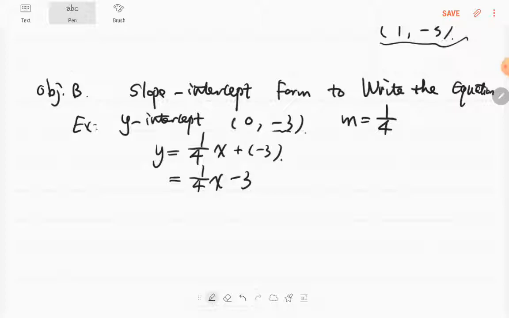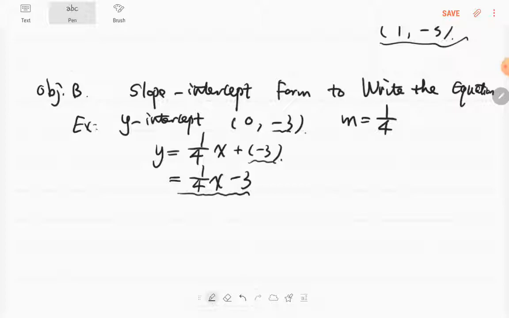Because we know this is the slope, the coefficient of x is just the slope m, and this negative 3 is the intercept for y. Okay, so that is the slope-intercept form. We could directly use the slope and the y-intercept to help us write the slope-intercept form of the equation.